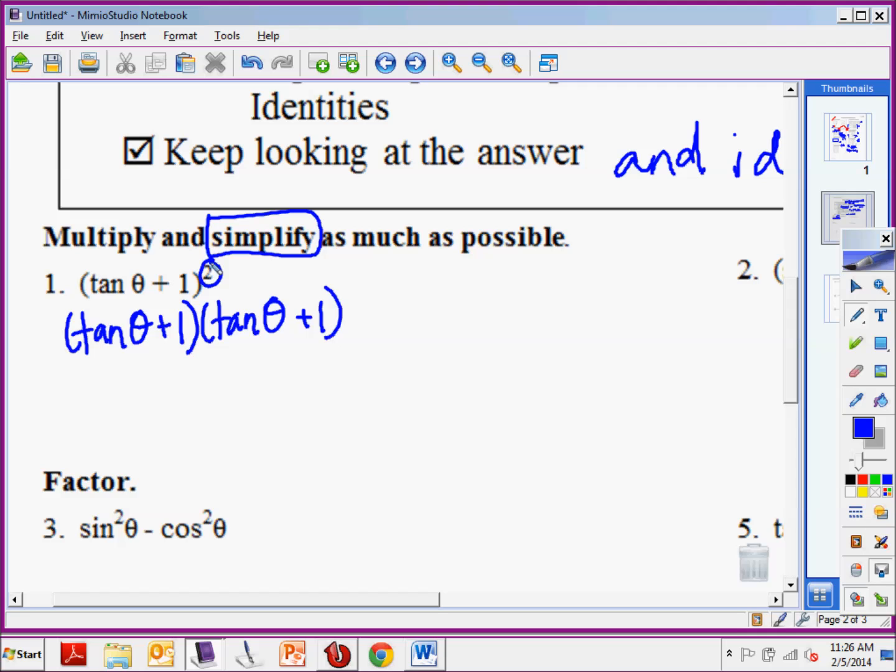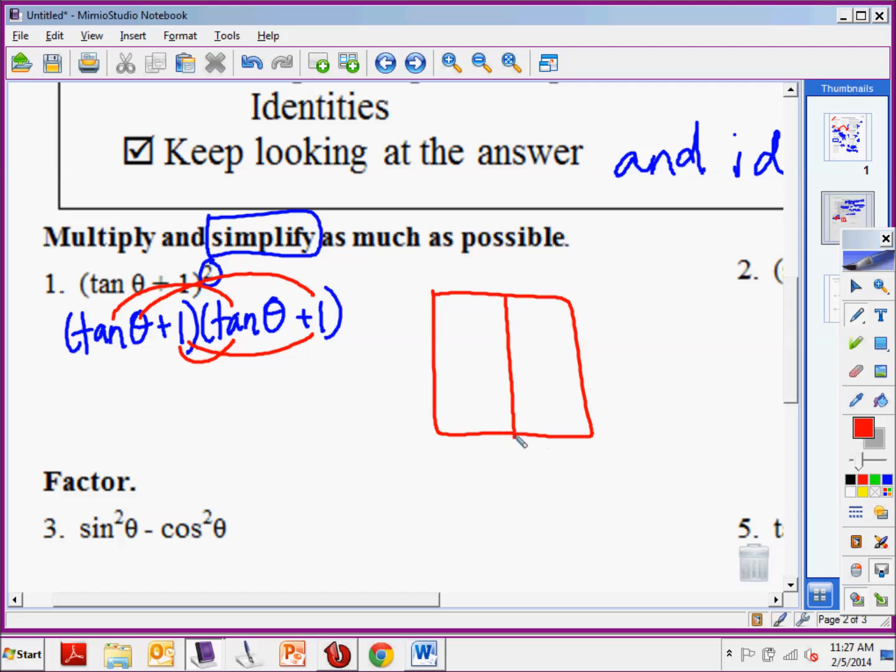How many ways do I have to solve this? I have 2, right? I can either foil or box. When I foil, that's tan squared theta. If I choose to box, I have tan plus 1, tan plus 1. It's just like the Punnett square in biology. What's tan times tan? Tan squared. What's tan times 1? Tan. Tan times 1? And what's 1 times 1?